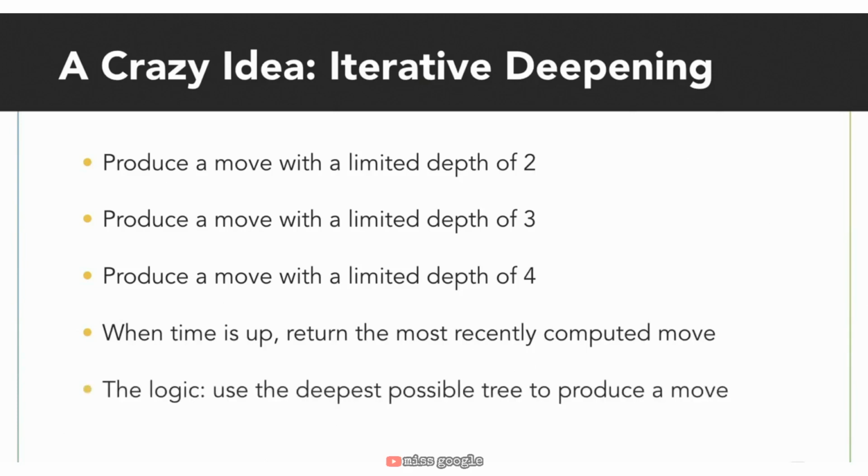The logic here is to use the deepest possible tree to produce our next move because, once again, we are more confident with our guess when we use a deeper tree. Think about this strategy for a minute. Does it make sense to you?